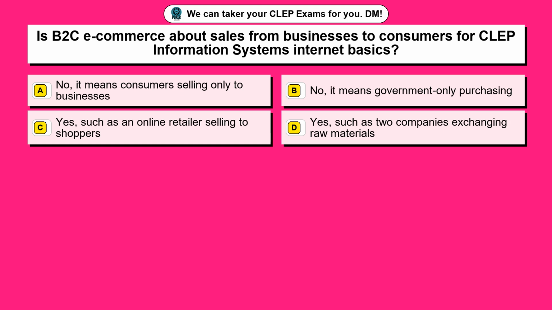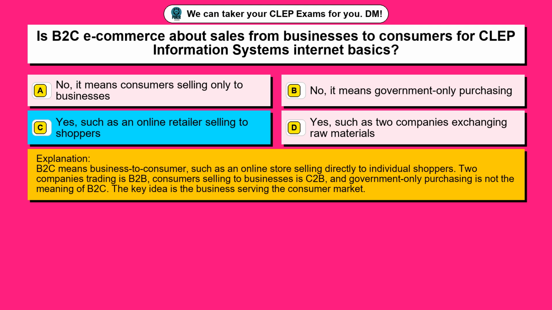Question 12. Is B2C e-commerce about sales from businesses to consumers for CLEP Information Systems Internet Basics? Option A. No, it means consumers selling only to businesses. Option B. No, it means government-only purchasing. Option C. Yes, such as an online retailer selling to shoppers. Option D. Yes, such as two companies exchanging raw materials. The correct answer is option C. Yes, such as an online retailer selling to shoppers.